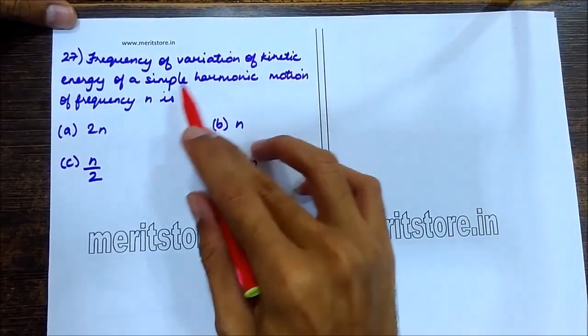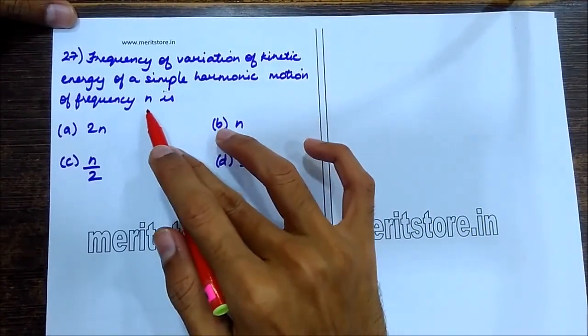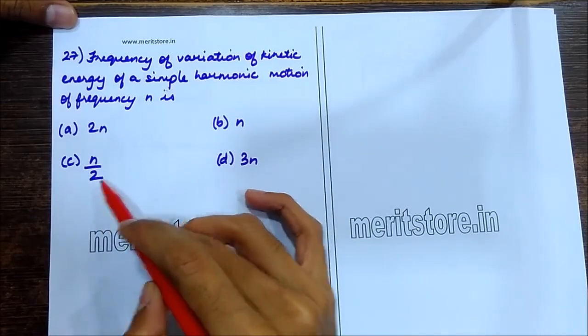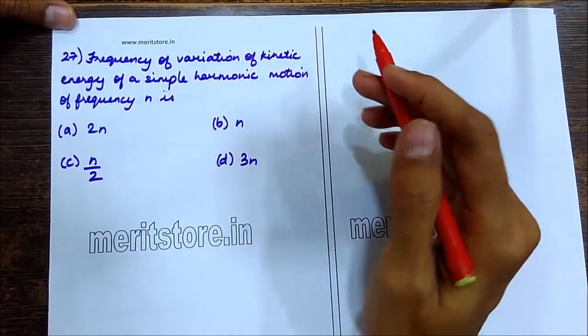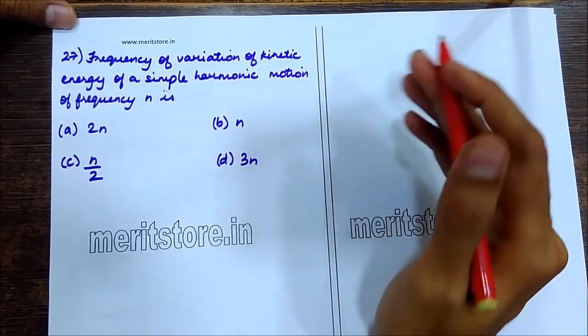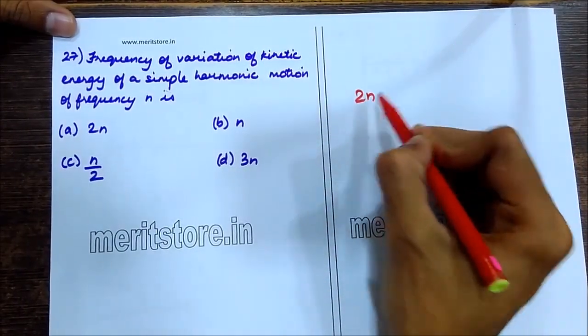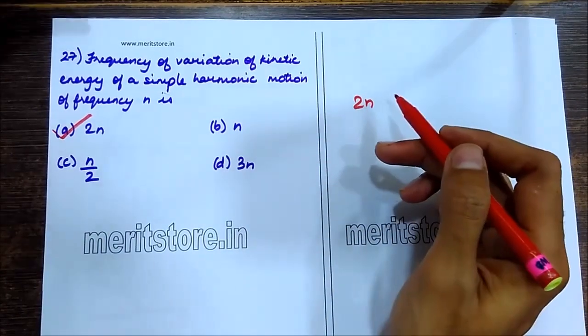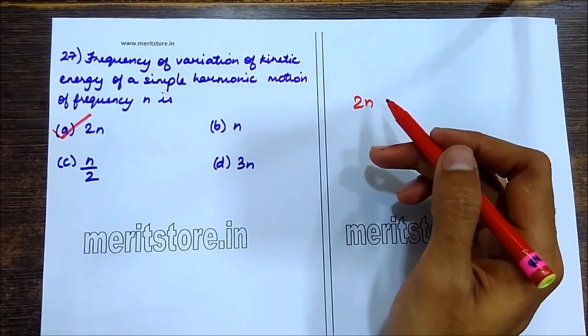The frequency of variation of kinetic energy in a simple harmonic motion of frequency n is 2n, n by 2 or 3n. Basically, the frequency of variation of the kinetic energy of a particle performing simple harmonic motion is 2n, that is twice the frequency n. So the correct option is A, 2n.